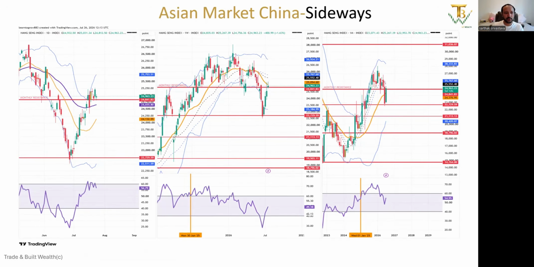Overall, it's still sideways. It gained momentum in the middle part for almost 2 weeks or so, I would say 2, 3 weeks, but it's now at the resistance zone and is trying to consolidate that.